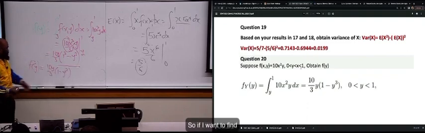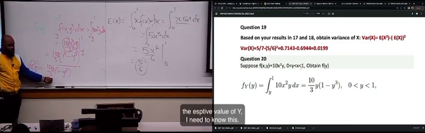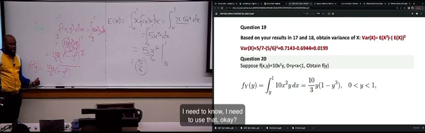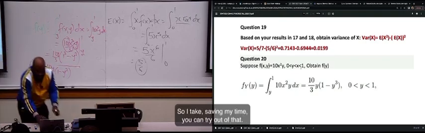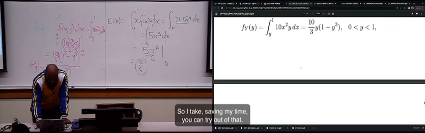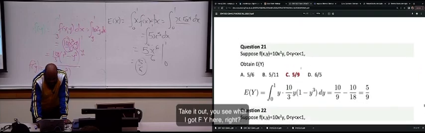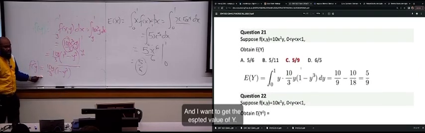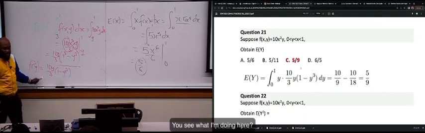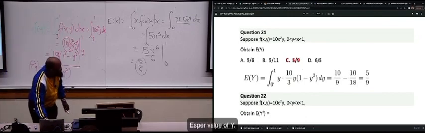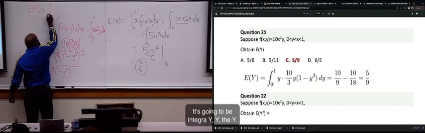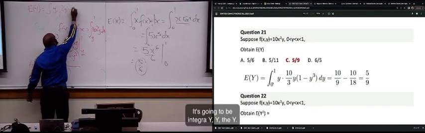So if I want to find the expected value of y, I need to know this. If I want to find the expected value of y squared, I need to use that. To save time, you can try all of that. Check it out. You see what I got, f of y here, right? And I want to get the expected value of y. Expected value of y is going to be the integral of y times f of y dy.